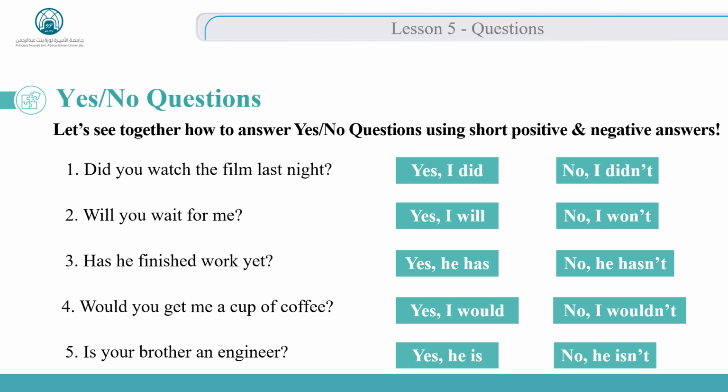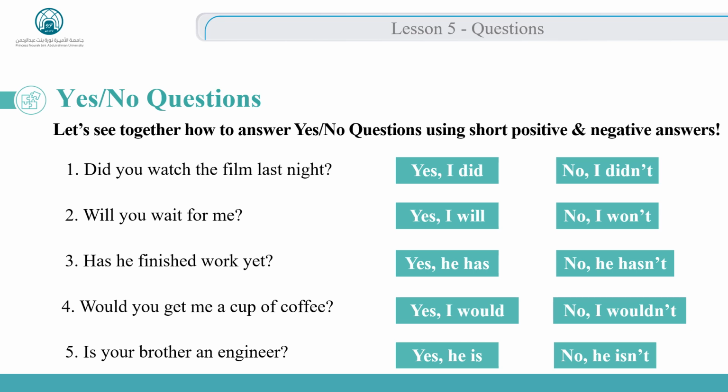Example number 2. Will you wait for me? Yes, I will. No, I won't. These are short answers. Long answers will be like this. No, I will not wait for you. No, I won't wait for you. Yes, I will wait for you.